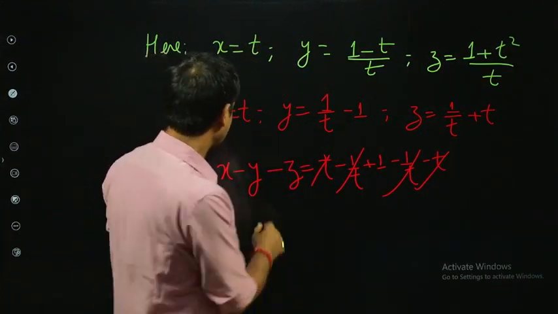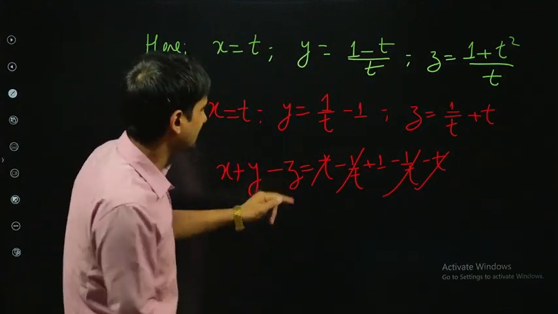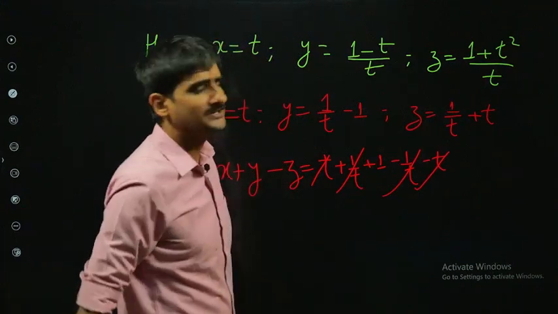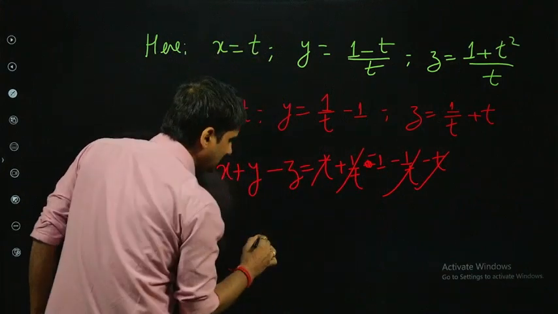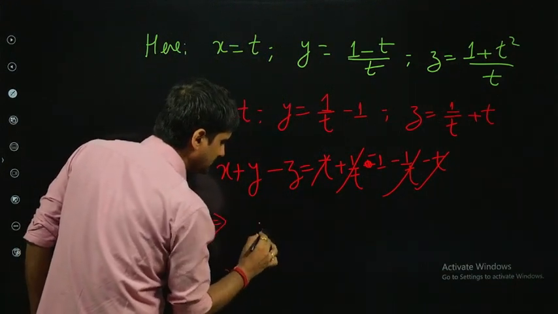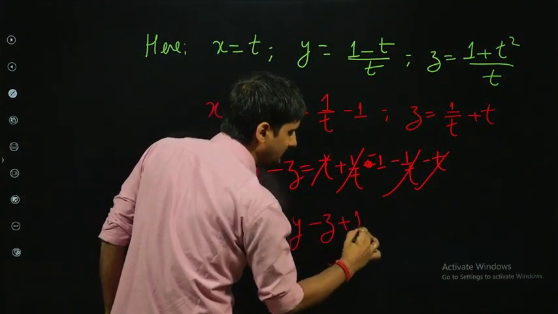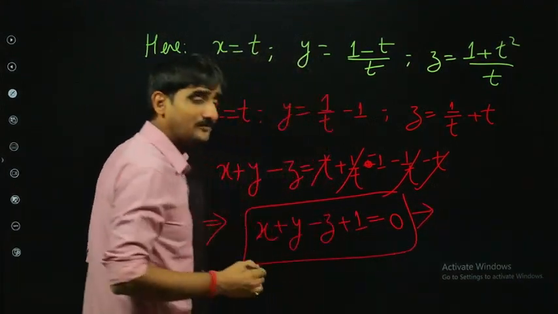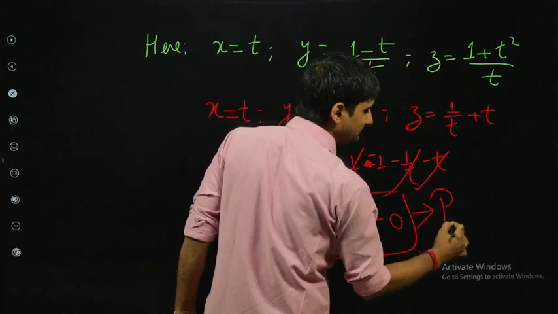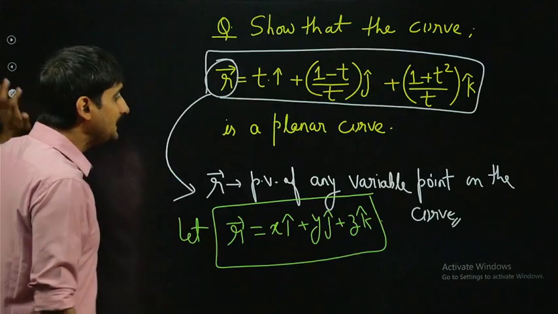So wait, x plus y. Okay, just a minute, bachcho. x plus y, right? Minus z. Okay, so what do we get? It's minus 1 here. So therefore the equation in terms of x, y, z is x plus y minus z plus 1 equal to 0. Now whose equation is it? In terms of x, y, z, this is the equation of a plane. Hence this vector equation represents a planar curve.